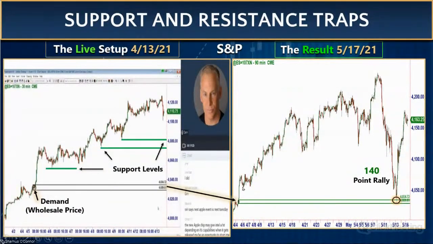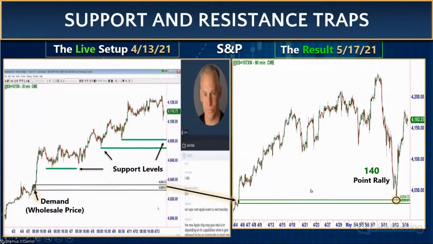All the novices will buy right here off of that. The institutions will do what? They'll break the line on them, trigger all their stop losses, and then it will have them sell right into the critical buying spot right there. And then boom, it explodes the other way.